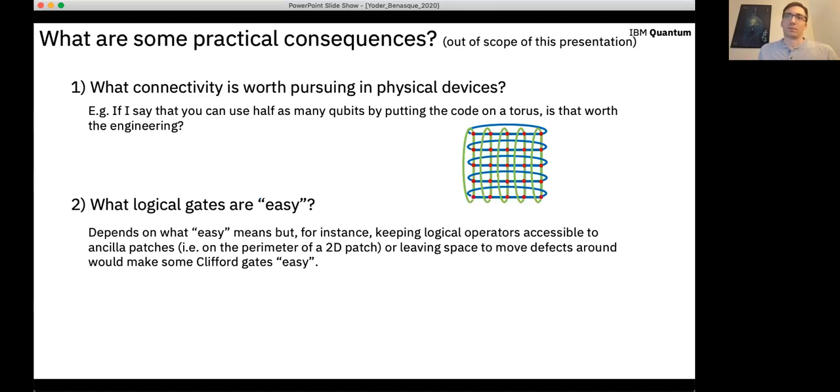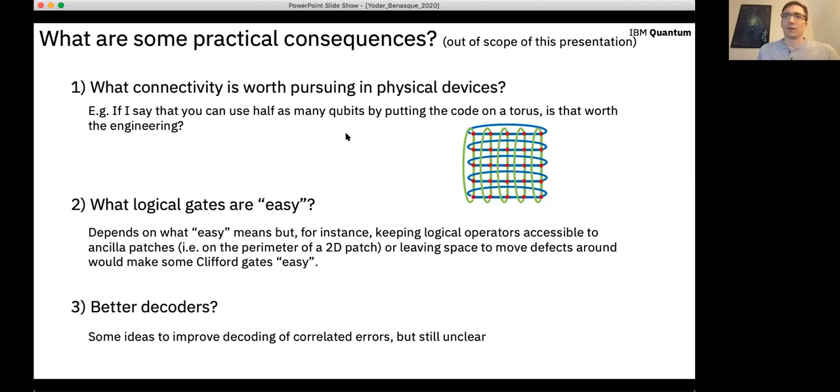Also, once we have this set of codes, we can then investigate what sort of gates are easy, and this will also factor into what code we should choose. It might be the case that you can allow your logical operators to be accessed on the boundary of your patch of code, and that would allow you to do some sort of lattice surgery operation. It also might be the case that you can leave space to braid these twist defects and do some Clifford gates that way.